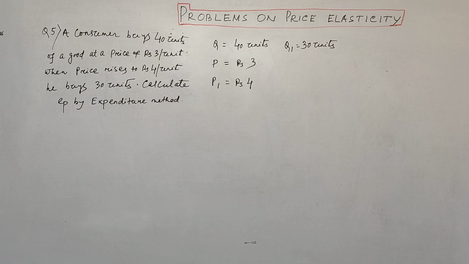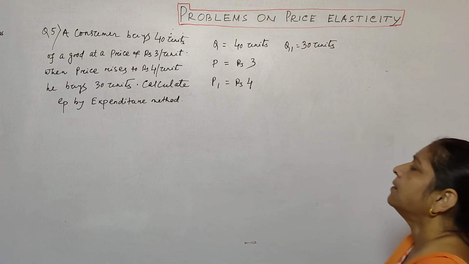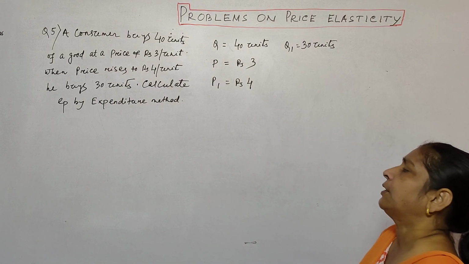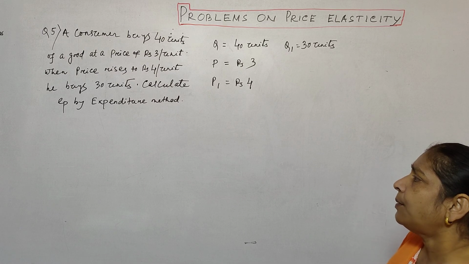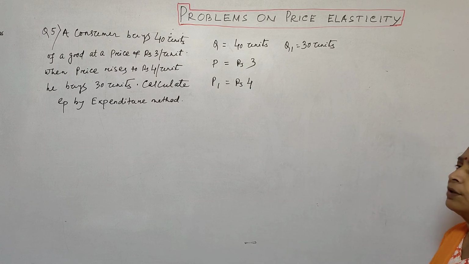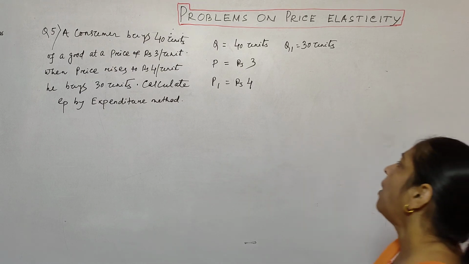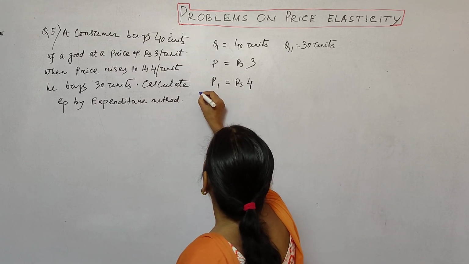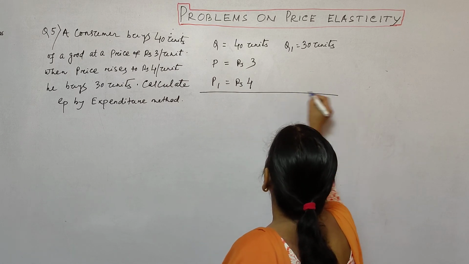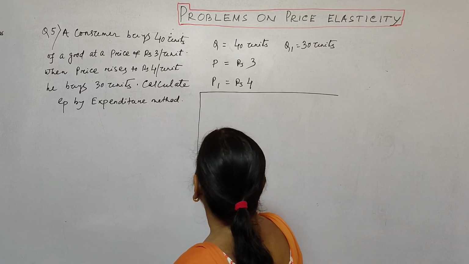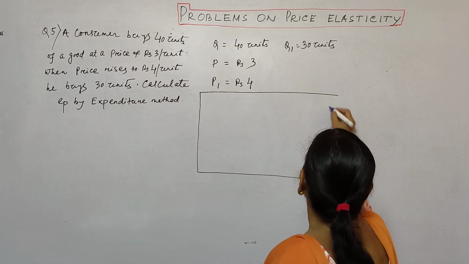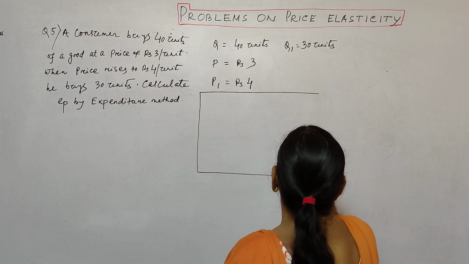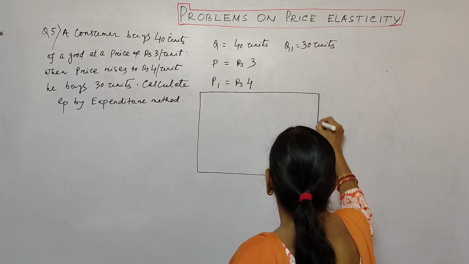Calculate EP by the expenditure method. These are the informations given to us here. So friends, you know that this is the expenditure method. With the help of the expenditure method, or total outlay method, we have to calculate the value of EP. So how will we do this? Now we will put all this information in a tabular form. With the help of a table, we will calculate EP.